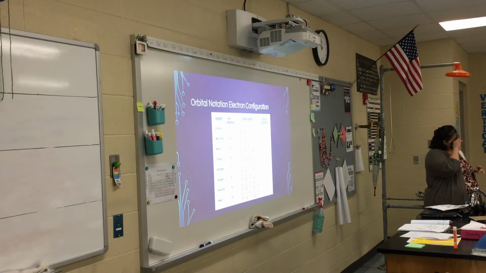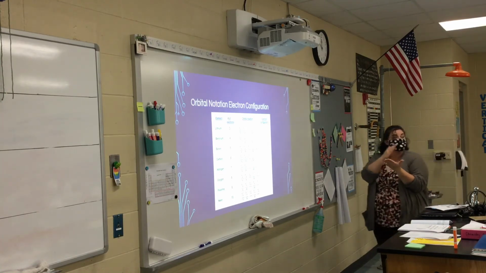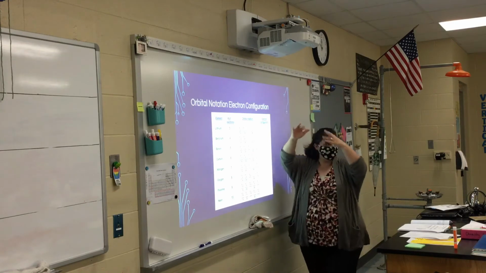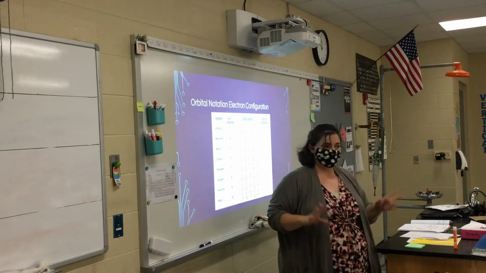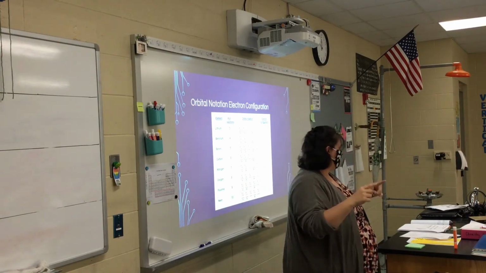Yes, Owen. Would you like us to keep all of the s's and all of the p's together if you were to have to draw these out? When you draw them out, you have to do them in order of energy. So they have to be in this order. It's got to be 1s, 2s, 2p, 3s, 3p, 4s, 3d, and so on. Got it? Okay.